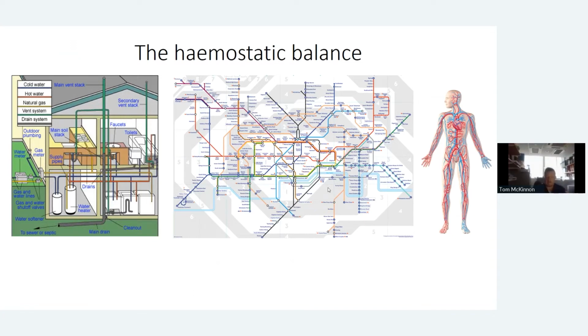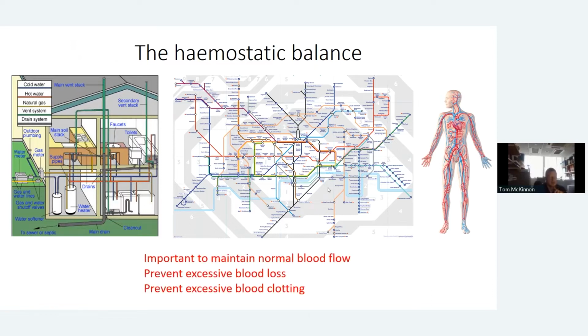In exactly the same way, we don't want to lose blood from our vascular system, like we don't want to lose water from our homes, but we don't want a blockage, which can lead to very negative effects, the same way that we don't want a blockage on the London Tube network. So our bodies are held in a very tight hemostatic balance, and hemostasis is incredibly important to keep that blood flow normal.